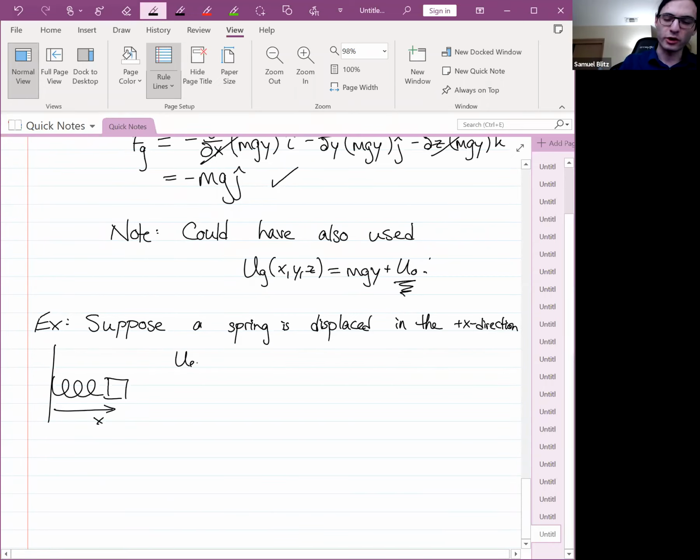So the elastic potential energy as a function of x, y, and z, well, it's not going to depend on y and z, because it's only changing in the x direction. The object isn't moving in the vertical direction.